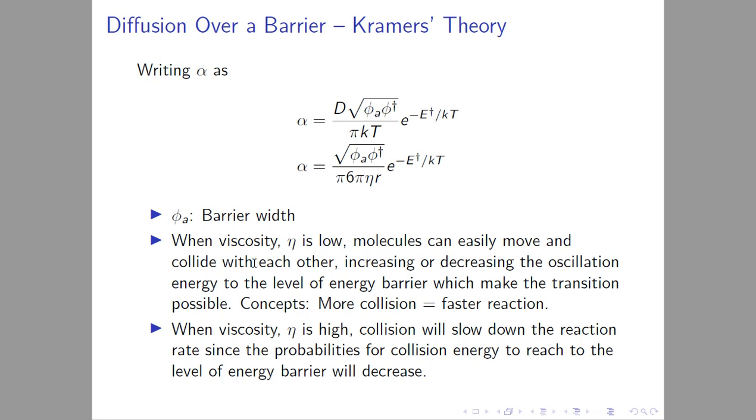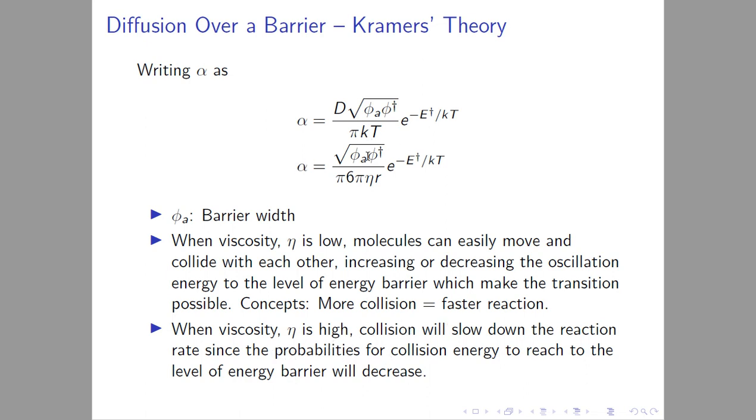By looking at this equation, when viscosity eta is low, molecules move and collide with each other, increasing the oscillation energy to the level of the energy barrier, which makes the transition possible. More collisions, faster reaction. When viscosity eta is high, collisions slow down the reaction rate, and the probability for collision energy to reach the level of the energy barrier will decrease.